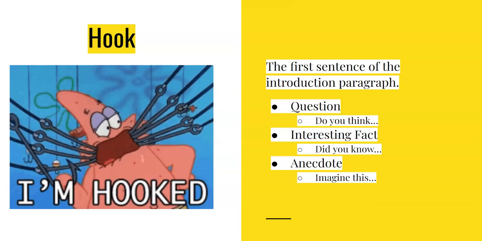The third and final type of hook is an anecdote. Anecdote is a fancy word for a short story. These can be a little bit tricky because when you are writing an anecdote style hook, it has to be very short, like 2 or 3 sentences at the most, and it can be hard for some people to come up with something that they can fully explain as a story with just a few sentences.